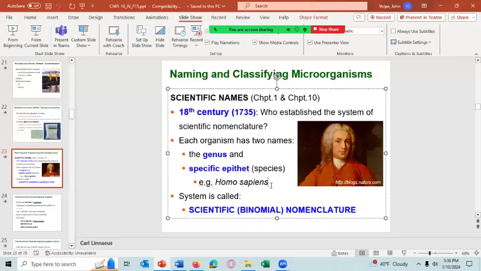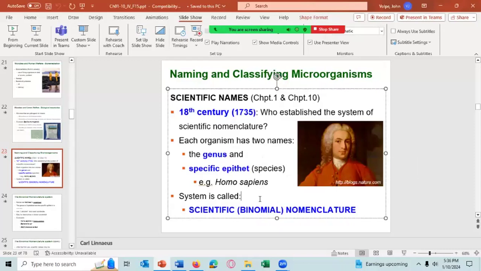This naming system was so good and so widely used by other scientists after him that we still have it today. And we call this the scientific nomenclature or the binomial nomenclature because each species has two names. Bi is two and nomial means name. Any question about that?